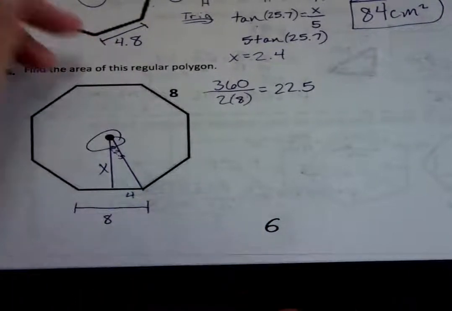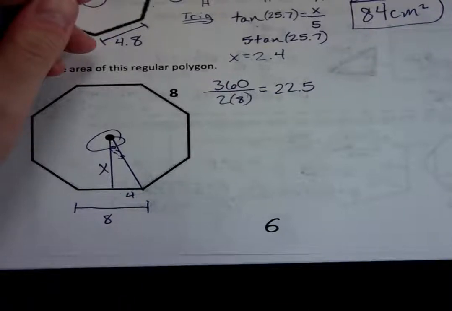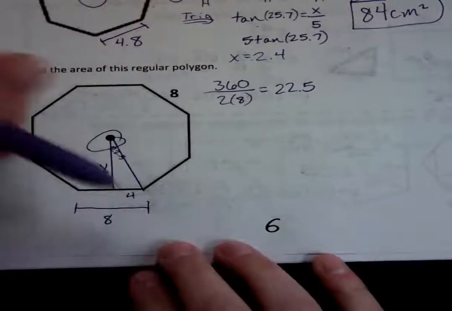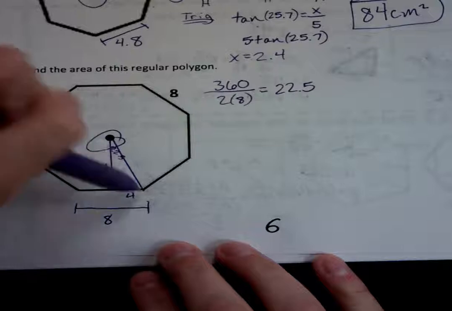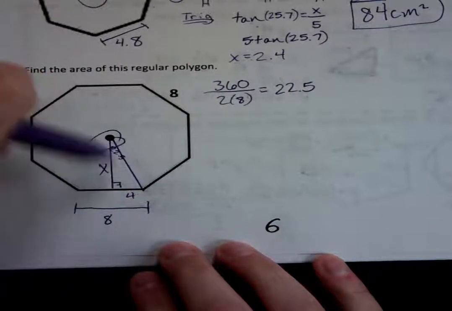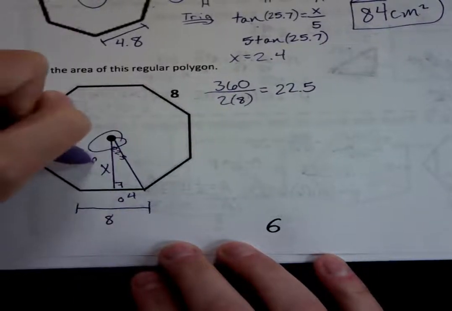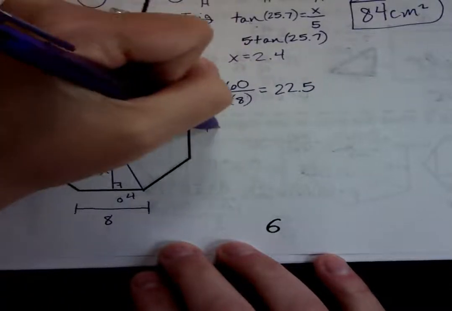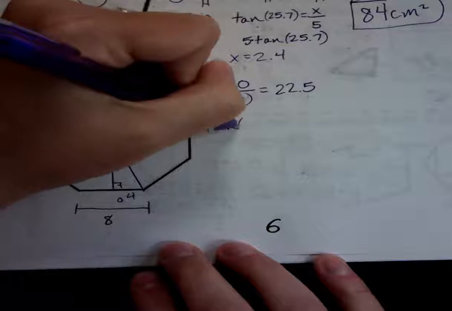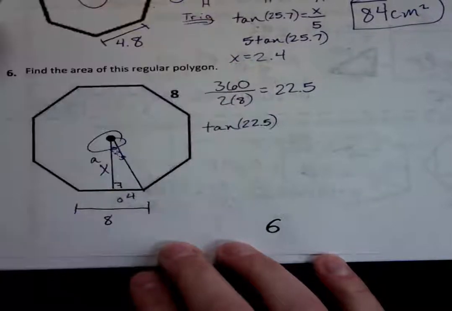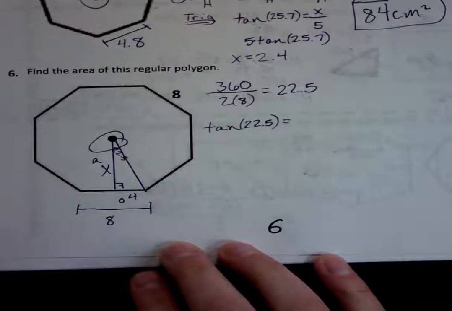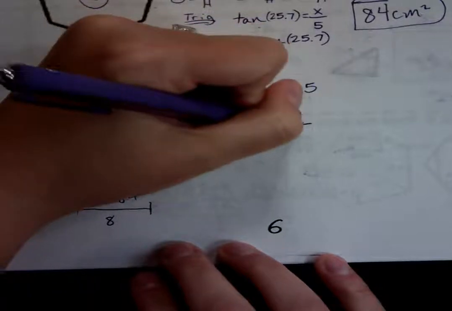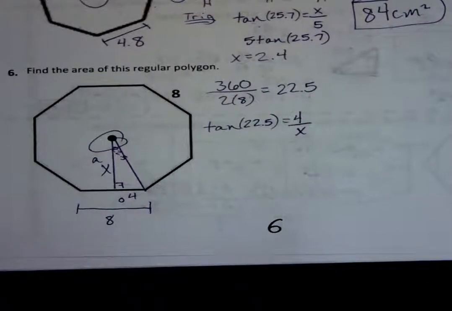All right, so we're going to circle our central angle. And then we want to label these sides. We don't have the hypotenuse. We don't care about the hypotenuse, so we're not going to label it. But we do have the opposite and adjacent sides. Okay, so we're going to use tangent again. Tangent of our angle, which is 22.5, is going to be equal to the opposite side, 4, over the adjacent side, x.